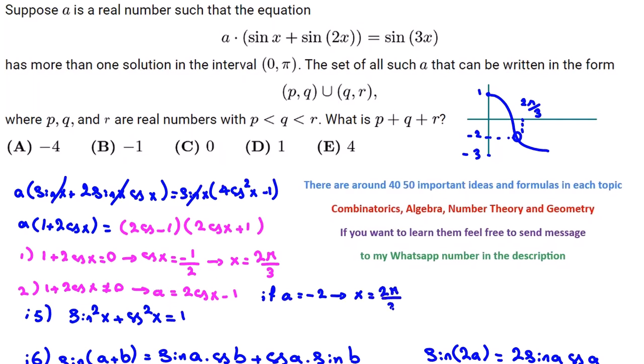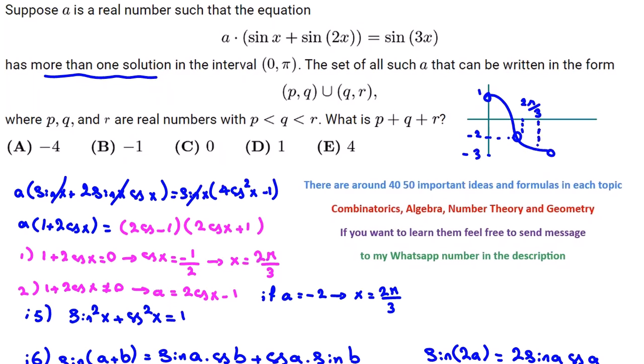We reach one answer, but it says we need at least two answers. Okay, it has more than one solution. So except negative 2, from negative 3 to 1, all of them are good. Okay, because we have one answer: x = 2 pi over 3 for case 1, and another x for our answer.